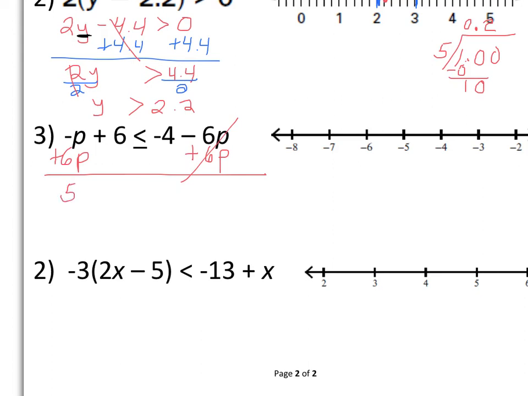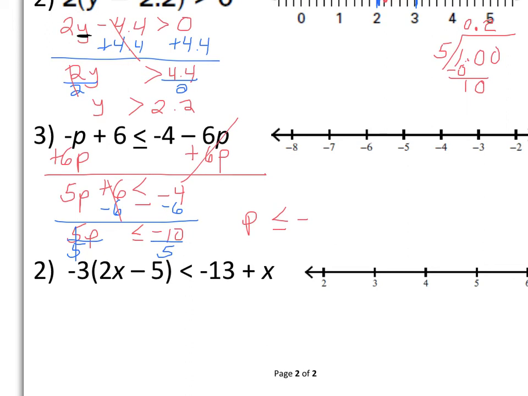That's going to give us a positive 5p plus 6 is less than or equal to negative 4. Now we have a multiplication of 5 and an addition of 6 around our variable, and we're going to undo those. Bottom of PEMDAS up. So 5p comes down, opposites reduced to 0, and negative 4 minus 6 is negative 10. And we're going to do our final division. 5 divided by 5. And they cancel, and p is going to be less than or equal to negative 2.